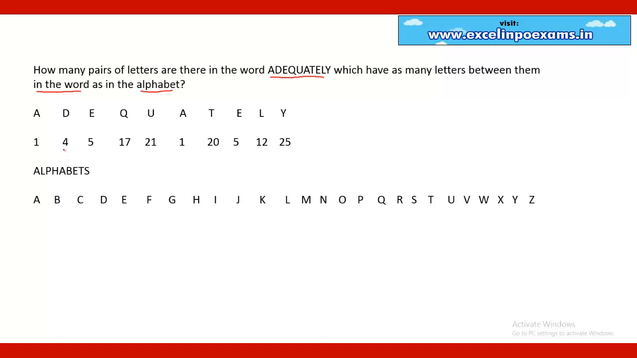So first check for the numbers. Here you see that 4 and 5 have no letter between them. It means between D and E there is no letter in the word. Similarly, between D and E there is no letter in the alphabets also, and therefore the first pair is DE.